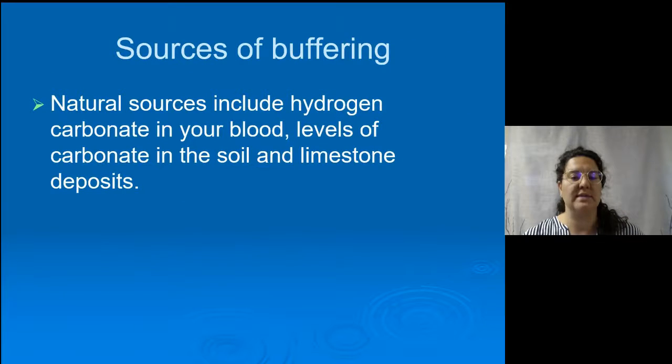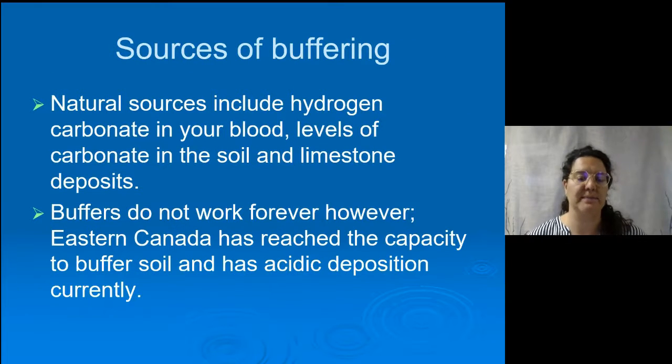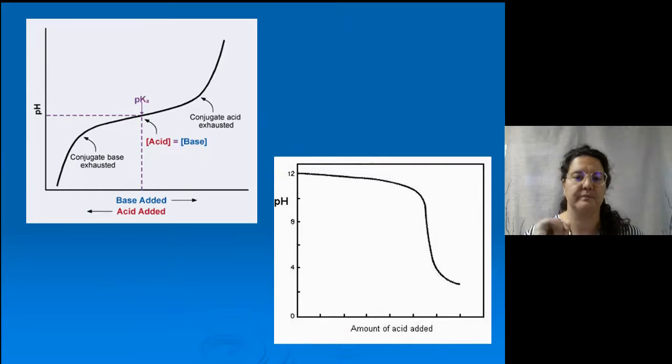When we look at sources of buffering in the environment, these include hydrogen carbonate in our blood, levels of carbonate in the soil, and limestone deposits. Buffers don't work forever, though. They only resist the change in pH. In Eastern Canada, we've reached the capacity of the soil to buffer itself, and the acid deposition is currently changing the pH of the soil in that location.